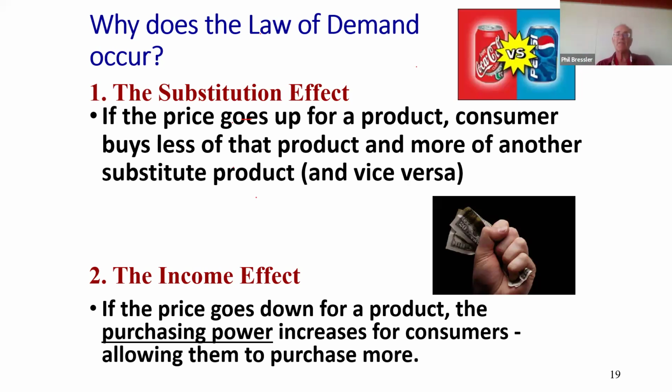So the income effect isn't really about income, it's about purchasing power. When price goes down, I have more purchasing power, so quantity demanded of Coke would increase. But if price goes up, I have less purchasing power, so quantity demanded would decrease.